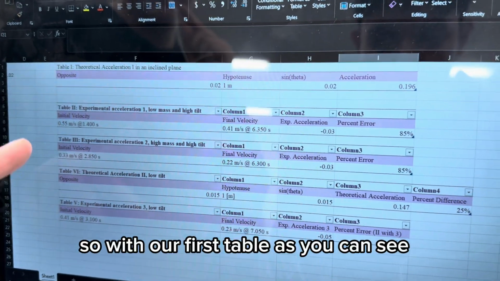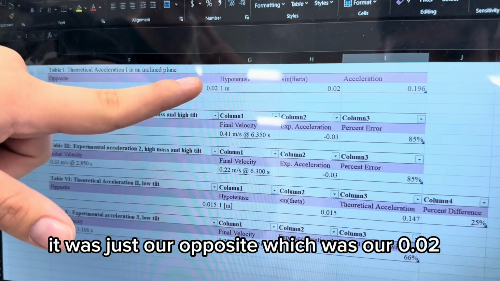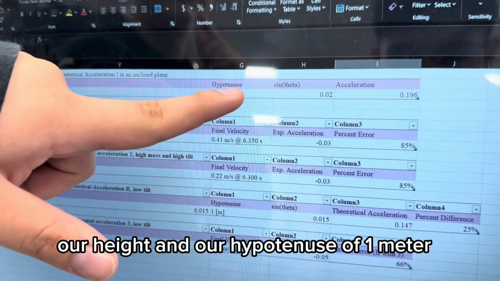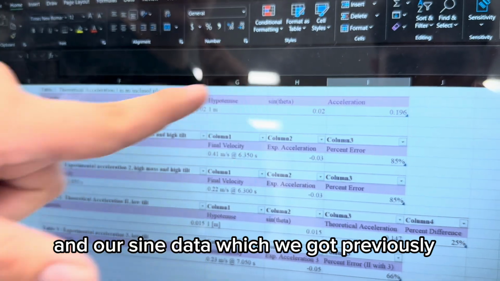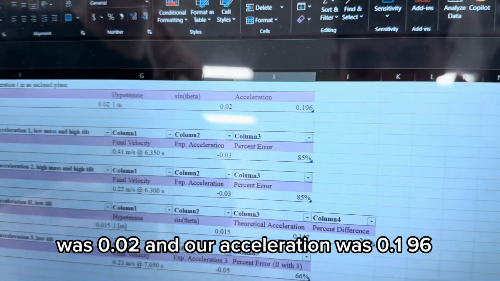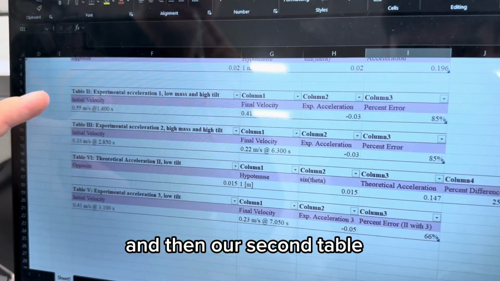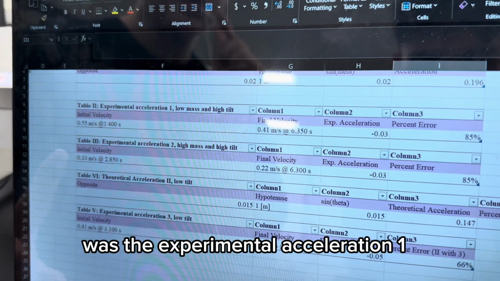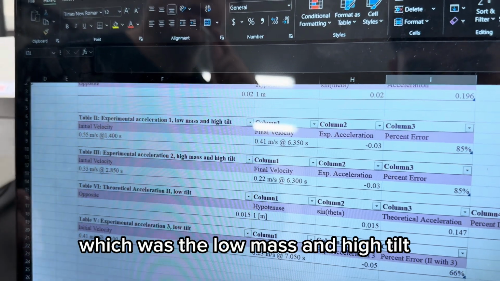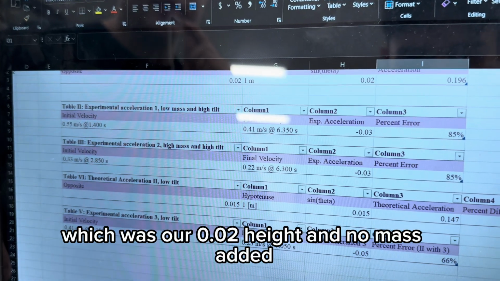So with our first table, as you can see, it was just our opposite, which was our 0.02, our height, and our hypotenuse of 1 meter, and our sine theta, which we got previously, was 0.02, and our acceleration was 0.196. And then our second table was the experimental acceleration 1, which was the low mass and high tilt, which was our 0.02 height and no mass added.